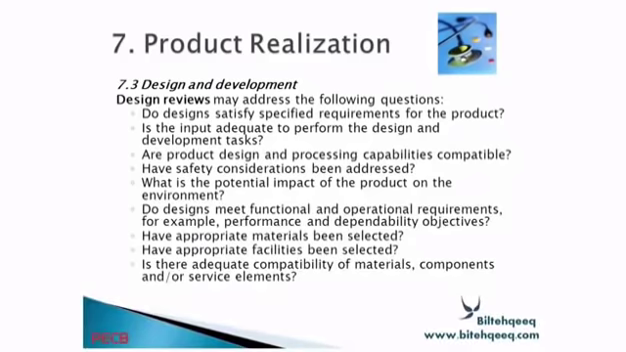And the 7.3 design and development review may address the following questions. Does the design satisfy specified requirements for the product? Is the input adequate to perform the design and development task, or are product design and processing capabilities compatible? Have safety considerations been addressed? What is the potential impact of the product on the environment? Does the design meet functional and operational requirements, for example, performance and dependability objectives? Have appropriate materials been selected? Have appropriate facilities been selected? Is there adequate compatibility of the material, components or service elements?